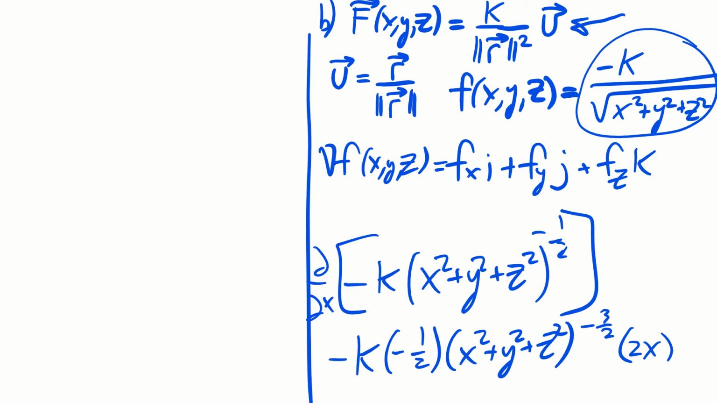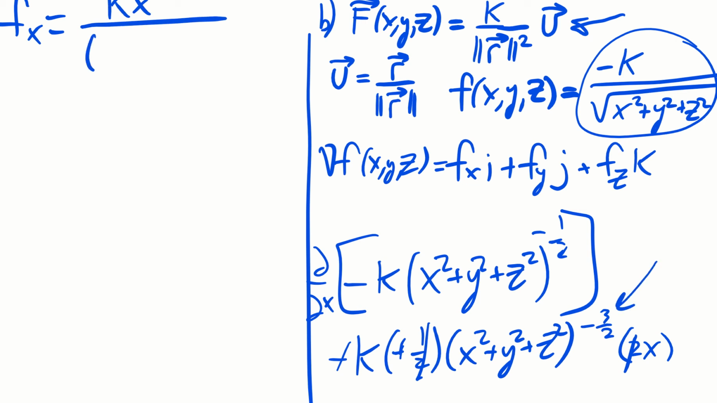Let's make some more room. So if we go ahead and simplify this, we see that f_x is equal to, first of all, the negatives will cancel, so this will make us a positive. This 1/2 will cancel with this 2. And what we're going to have left is k times x all divided by, this expression is raised to the negative 3/2 power. We can move that down into the denominator as being to the positive 3/2.